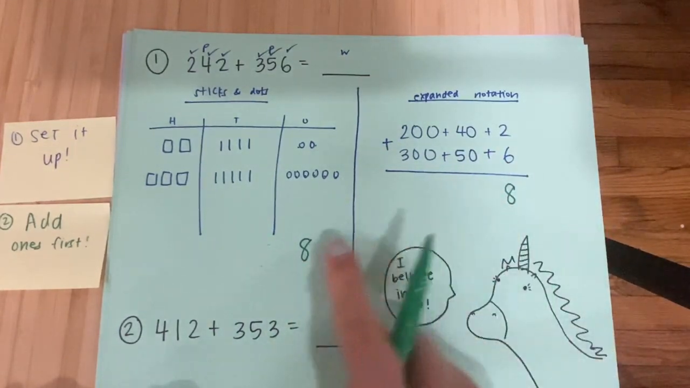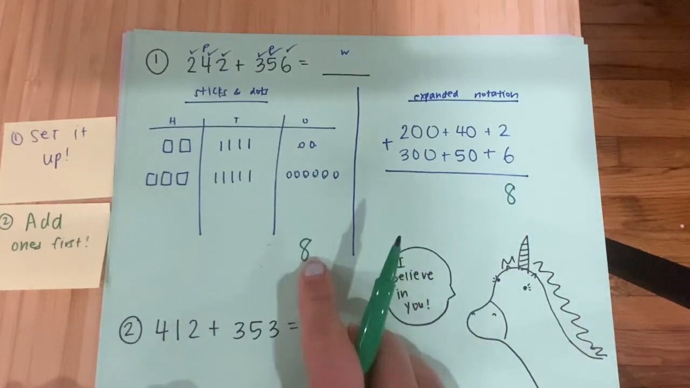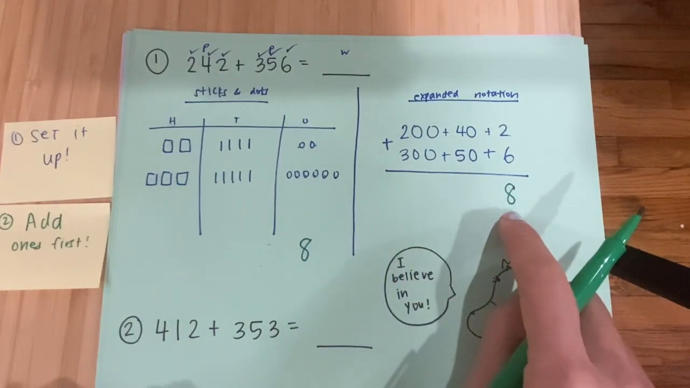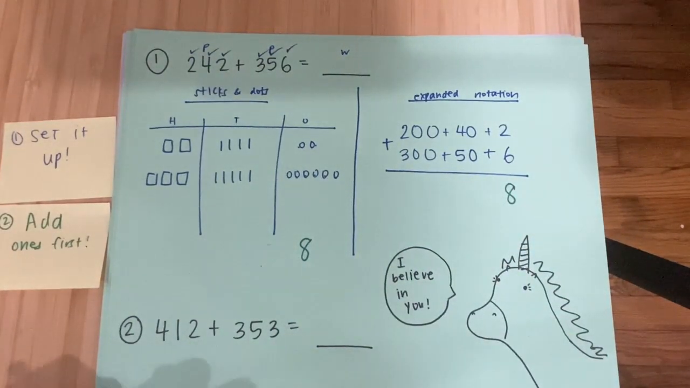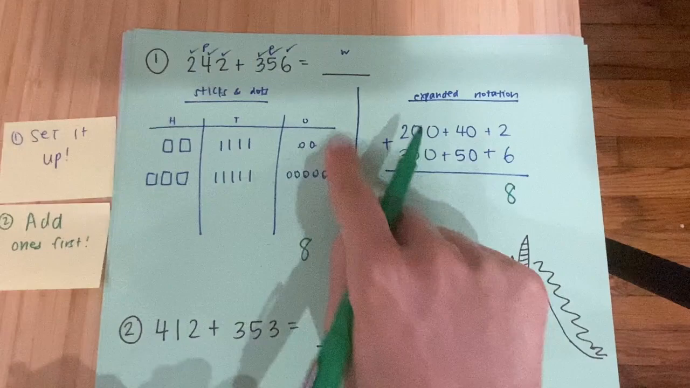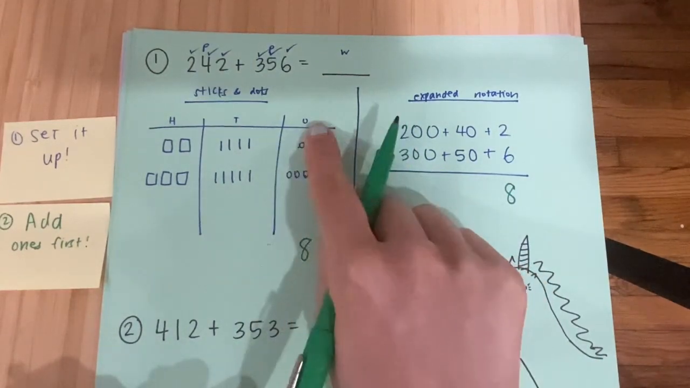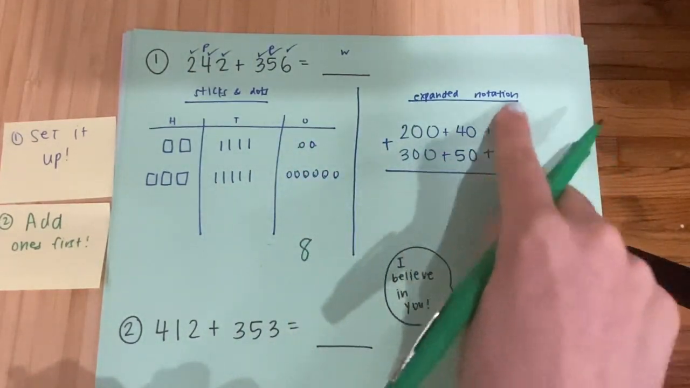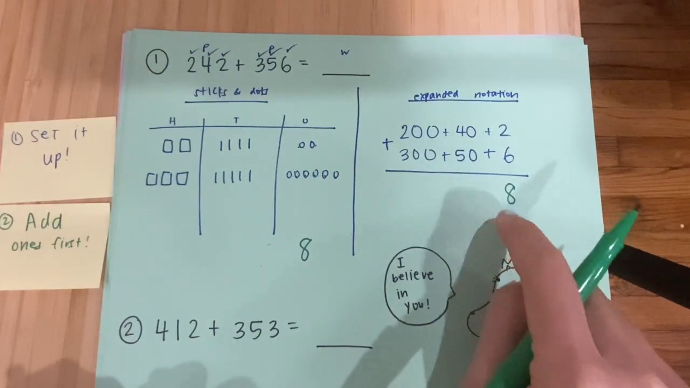Do you notice something that is the same about sticks and dots and expanded notation? What do you notice? Come on, think. Yeah, I noticed the same thing too. When you add the ones together over here, we had 8 ones, and when we added the ones together over here, we also had 8 ones.